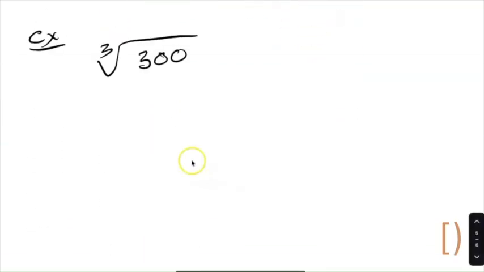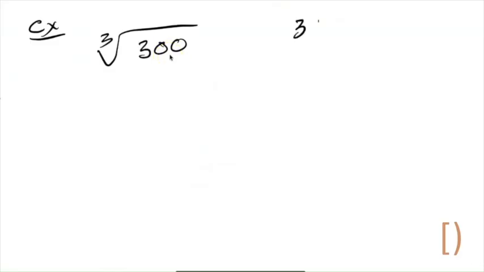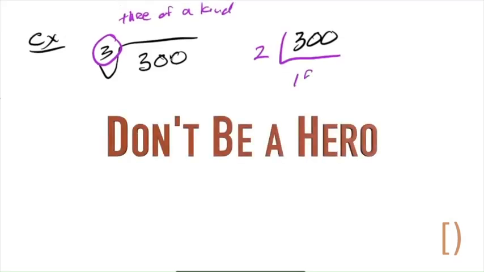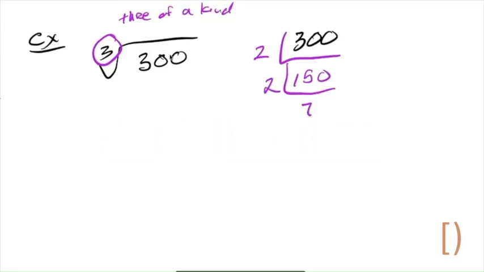Okay, let's do one more. This is the cube root of 300. 300. Remember, it's a cube root. I'm looking for 3 of a kind, 3 of the same number. There we go. I divide this by 2, and I get 150. I can divide by 2 again, and I get 75. That's a little trick we did earlier. I'm going to do 3 this time, because I know it divides by 3.